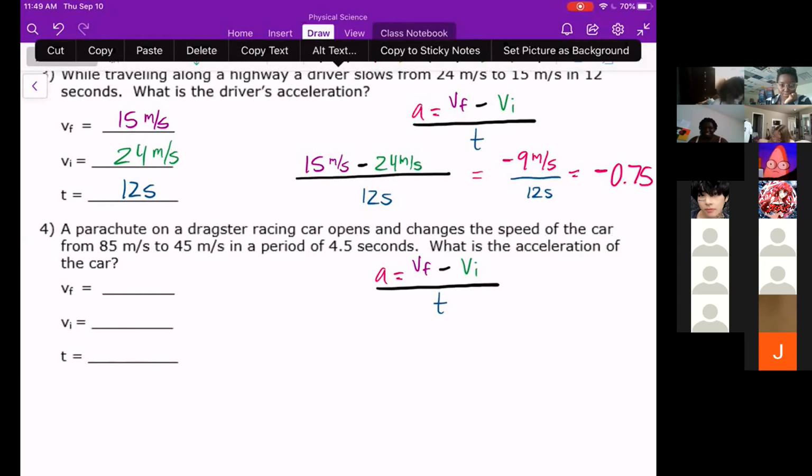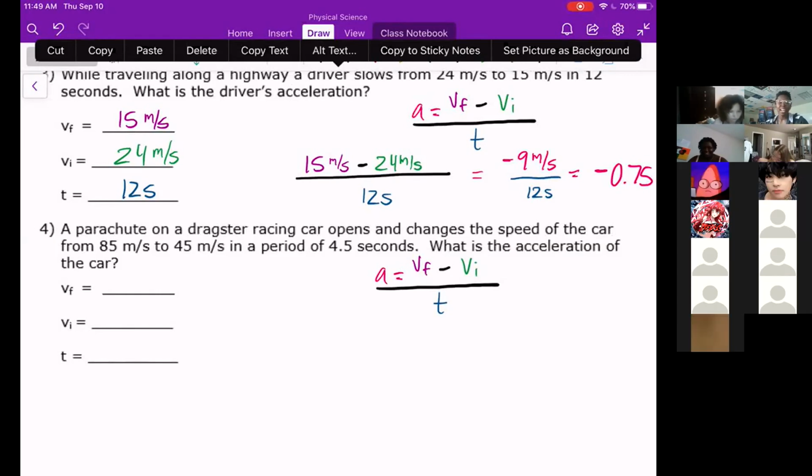Wait, do you want us to answer the question? I'm just going to ask you for VF, VI, and T, and it doesn't matter, it's just whoever I call on first, whatever they decide to give me. And then somebody's just going to tell me what they got for a final answer after we plug it all in, that's all. So you still want to work through it, you just want to make sure you got everything where it's supposed to be.